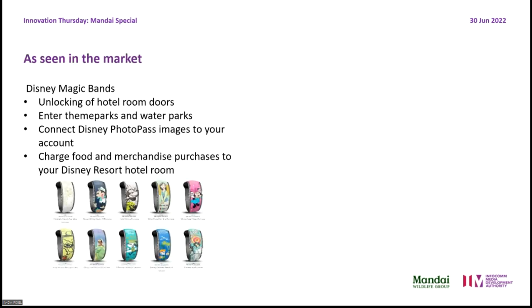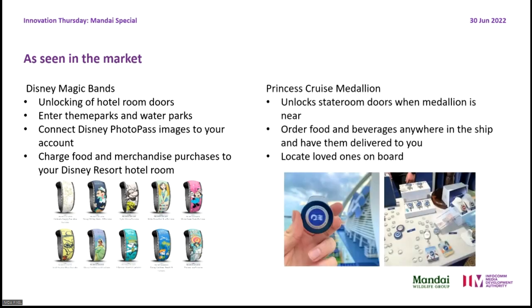To give you a rough idea of what we want, the first one is the Disney MagicBands, where they unlock hotel rooms, and they also have water parks, so they have a wristband that is waterproof which they can just tap, and they don't have to use their mobile phones. As well as the Princess Cruise Medallion, where when guests walk towards their hotel room doors, the door will just automatically open for them.